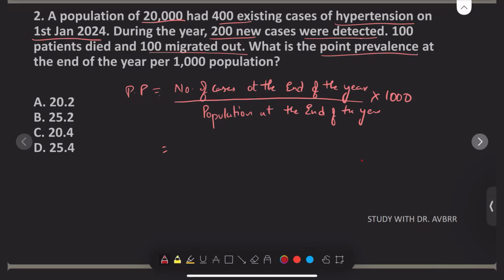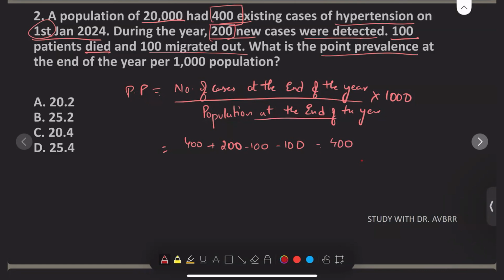First, at the starting of the year itself, we already have 400 existing cases of hypertension. So 400. And during the year, we got 200 more new cases. So 200, but 100 died, minus 100, and 100 migrated out. So total will be 400, right? This will be our numerator.